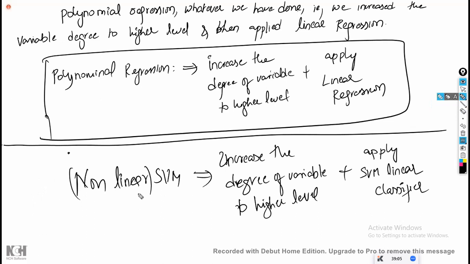Within the nonlinear SVM, this is called poly SVM. This is one of the SVMs: linear SVM, poly SVM. Is that clear, guys? Linear SVM is nothing but the maximum margin classifier. Poly SVM is increasing to a higher degree and applying the linear classifier over that. Is that clear? Any questions?